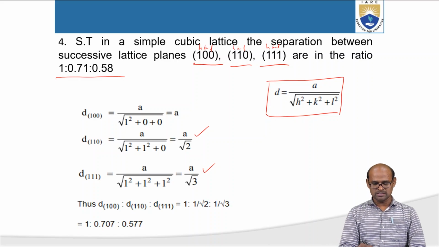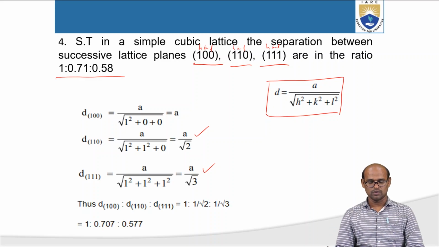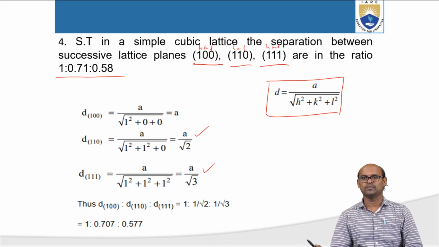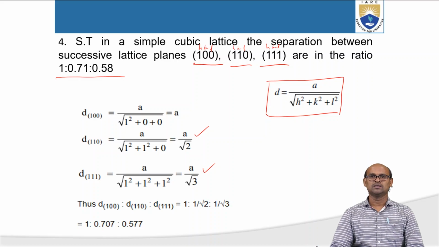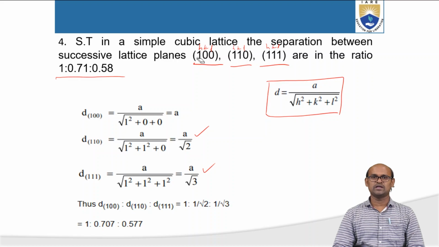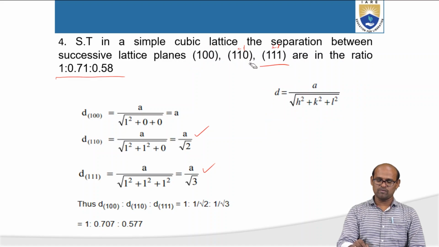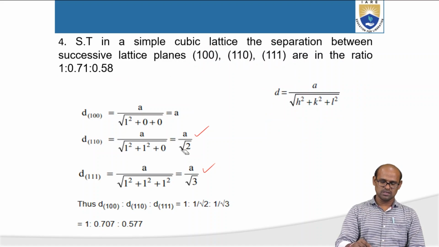If you write these in the ratio of D100, 110 and 111, the ratio will be 1 is to 1 by square root 2 is to 1 by square root 3, because A is common. 1 by square root 2 is 0.7 and 1 by square root 3 is 0.577. So if we know the equation for interplanar spacing and the Miller indices of each plane, substitute the values of HKL, find the interplanar spacing and write them in the ratio. You will find that what they ask us to show is what we get.